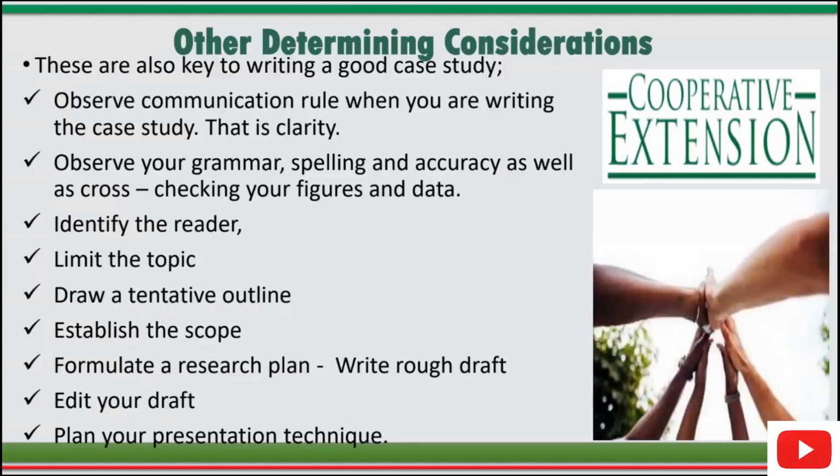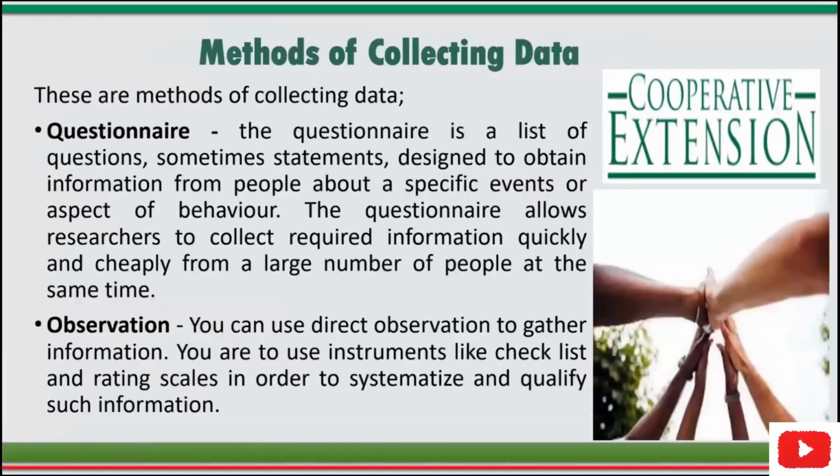So limit your topic. The next, which is number five, draw a tentative outline before you start, so that you can follow them step by step. Number six, establish the scope. We mentioned that earlier. Then number seven, formulate a research plan. Write a rough draft of what your research plan is, what you will do first, second, third, and fourth, and even up to five or six. Then edit your draft. Plan your presentation technique. Okay, having said that, let's go straight to the methods of collecting data.